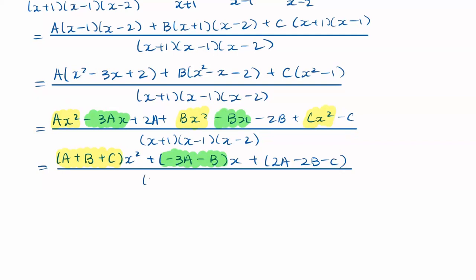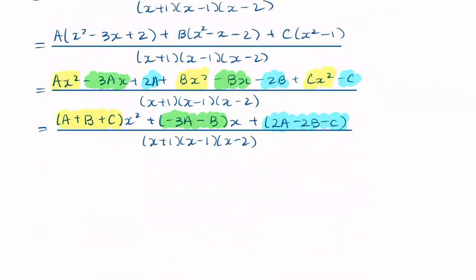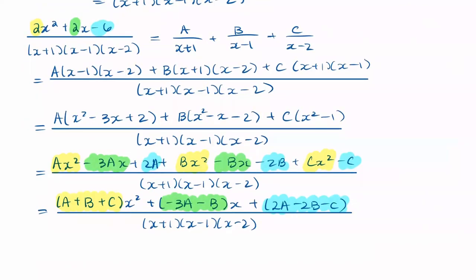And all this is divided by x plus 1, x minus 1, x minus 2. So I'm going to highlight the last one. So I have this constant, this constant, this constant becomes this constant. And this constant here has to equal negative 6. So now we just need to compare the coefficients. So we see we could have a system of equations given by a plus b plus c, which is 2, negative 3a minus b, which is this 2, and 2a minus 2b minus c is negative 6.